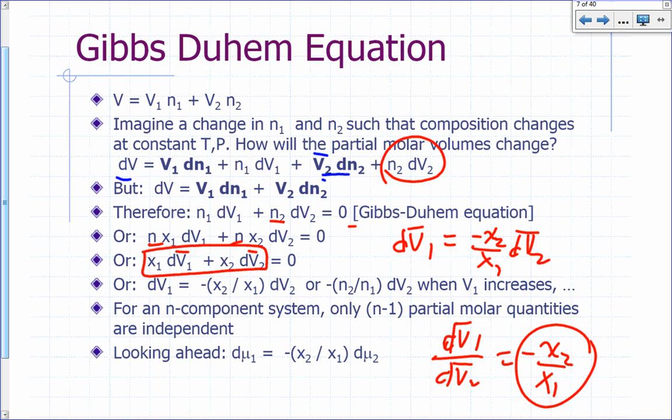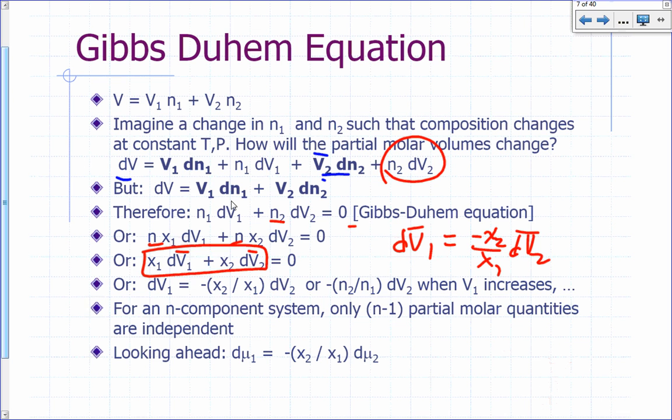So as you're monitoring the change in partial molar volumes, as one goes up, the other one goes down. If your dV1 bar is positive, so V1 bar increases, then your V2 bar would have to decrease, so dV2 bar would have to be negative, and vice versa. So you can write your Gibbs-Duhem equation this way using mole fractions. Or you can rewrite it in this form.